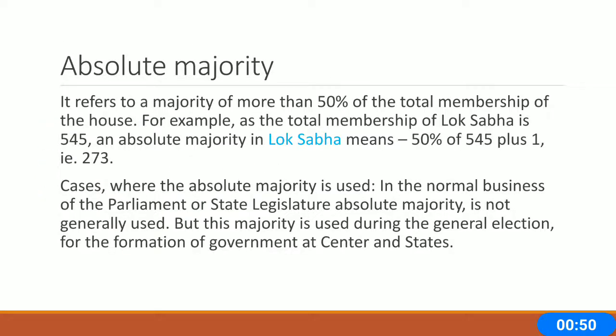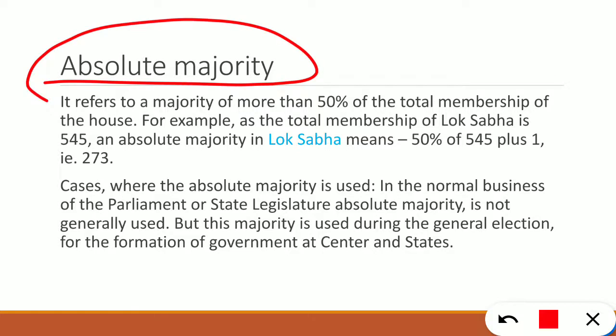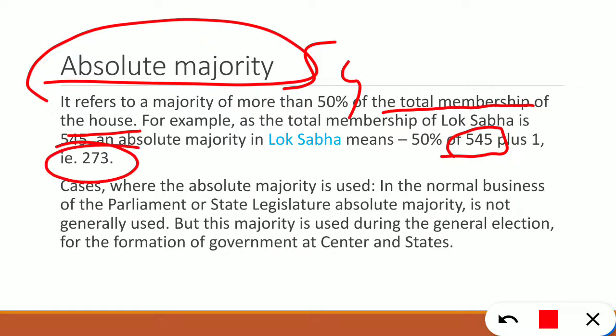What is absolute majority? To understand special majority, absolute majority is important. To understand absolute majority, we need the term total membership of the house. The Lok Sabha has 545 members. To calculate the majority, 545 divided by 2 plus 1, that is more than 50% of the total membership of the house, will be the absolute majority. So for Lok Sabha it is 273. It is a specific number.